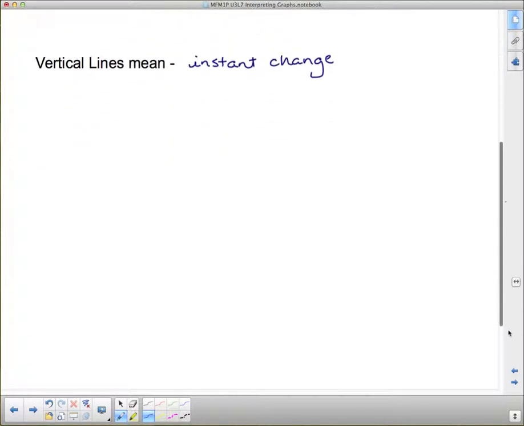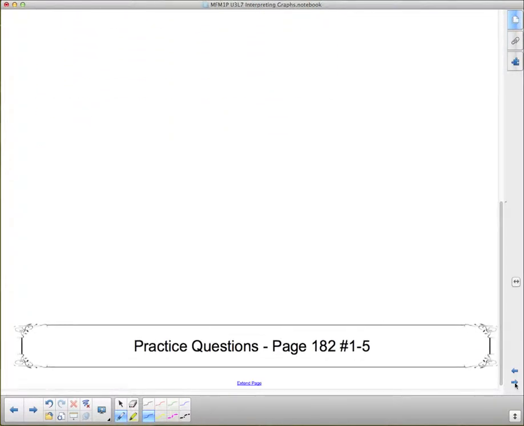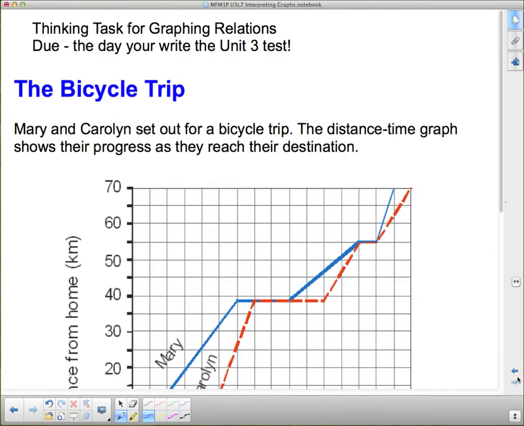Now, you have some questions to work on, but I've also given you this. This is the thinking task. This is an assignment rather than a thinking question on the test. So it is due the day you write the Unit 3 test. So you need to bring it with you the day you write the Unit 3 test. You are going to write me a story about Mary and Carolyn's bicycle trip. Mary and Carolyn set out for a bicycle trip. The distance time graph shows their progress as they reach their destination.